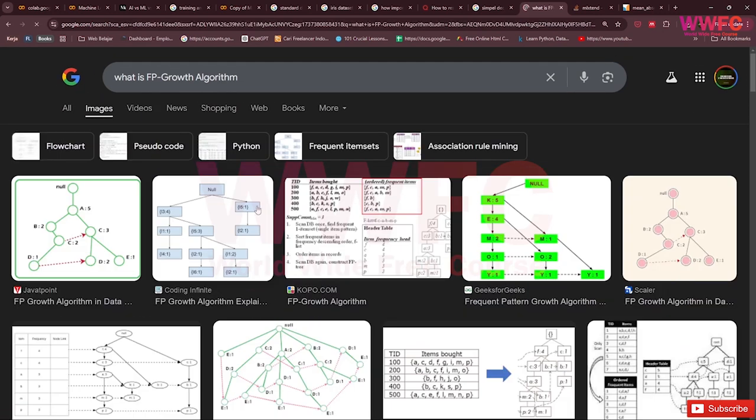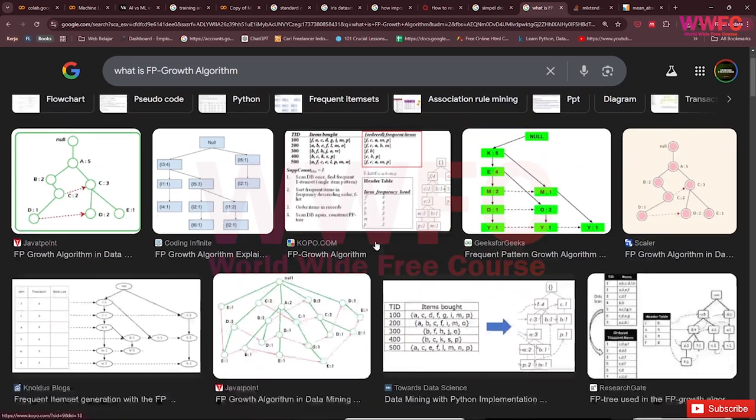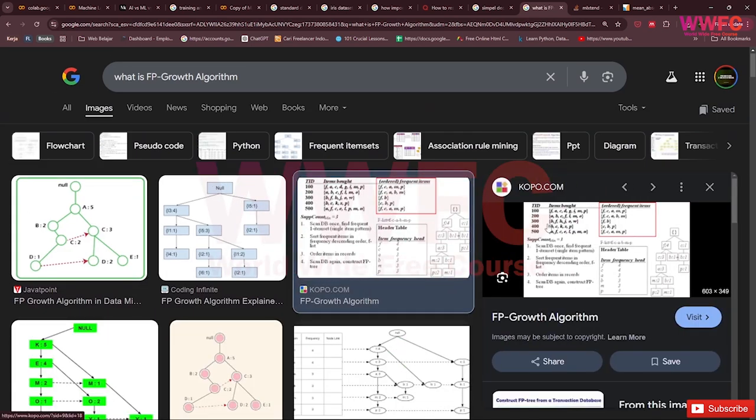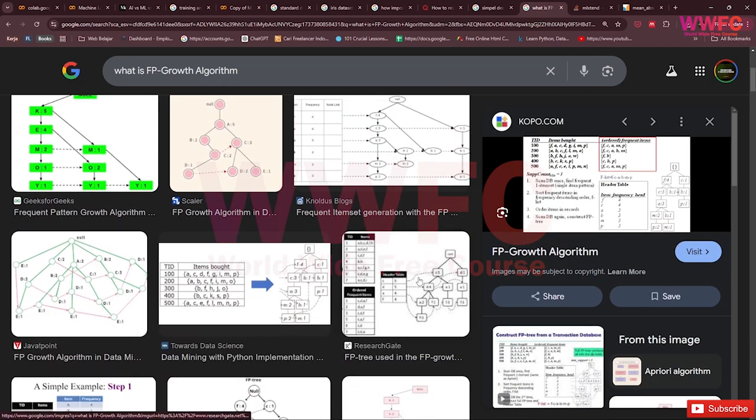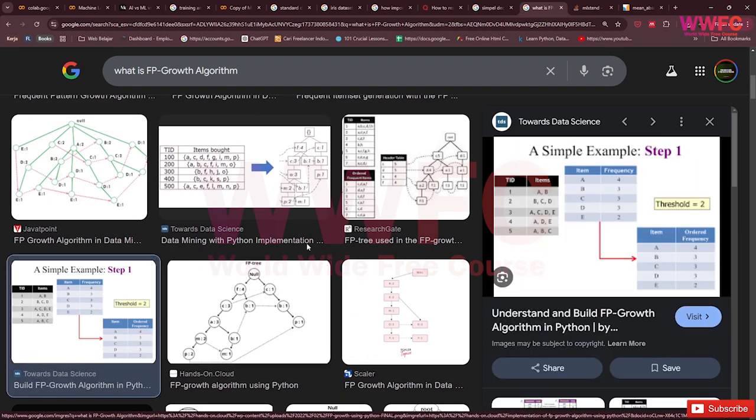So maybe we want to check using the image, the explanation. Maybe we want to check a simple explanation like this. The items are like A is 4, B is 3, C is 3, D is 3, E is 3, and the threshold is 2, with items A, B, C, D, E. So they order by frequency.